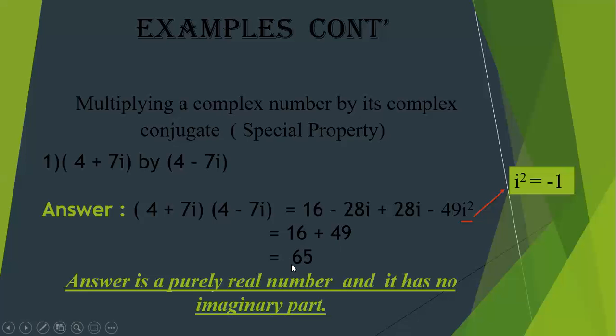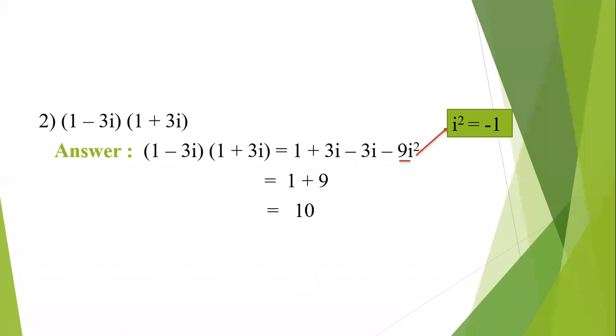Do you realize that there is no imaginary part? Yes. When you multiply a complex number by its complex conjugate, you only get a real number. Let's try another example. If I have 1 minus 3i, what is the complex conjugate? The complex conjugate is 1 plus 3i.